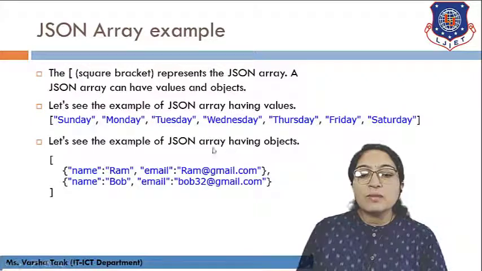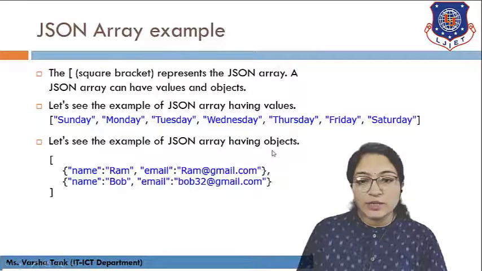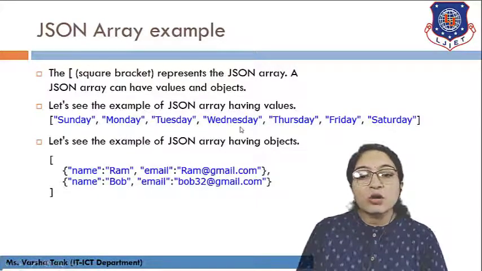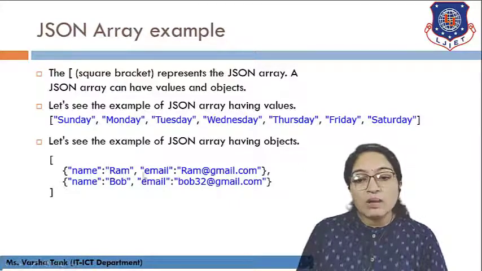Let's see an example of a JSON array having objects. This is just values, and this is the object where name is Ram and email is ram@gmail.com. So this is the JSON array having objects, and this is the example of a JSON array having values.